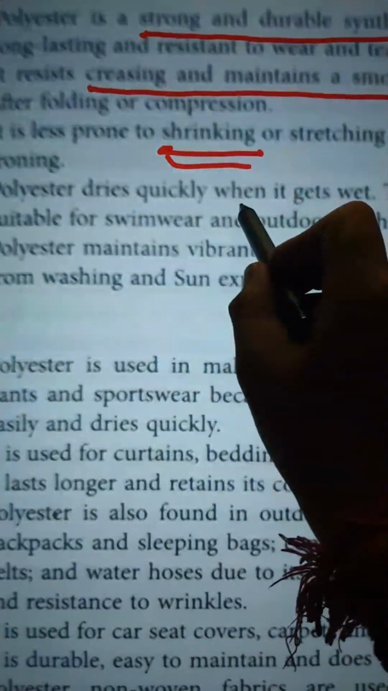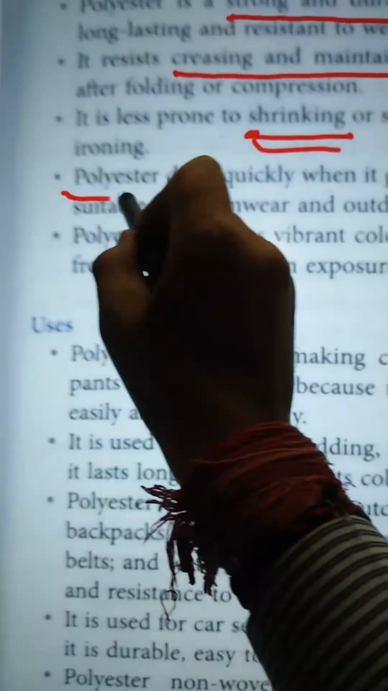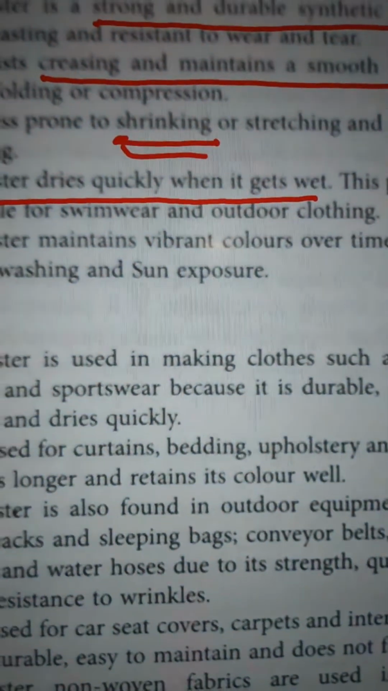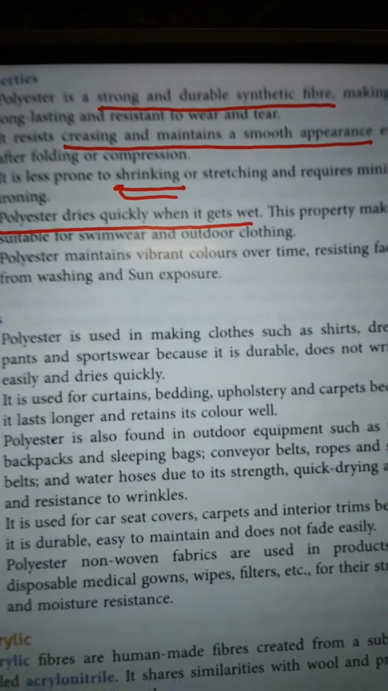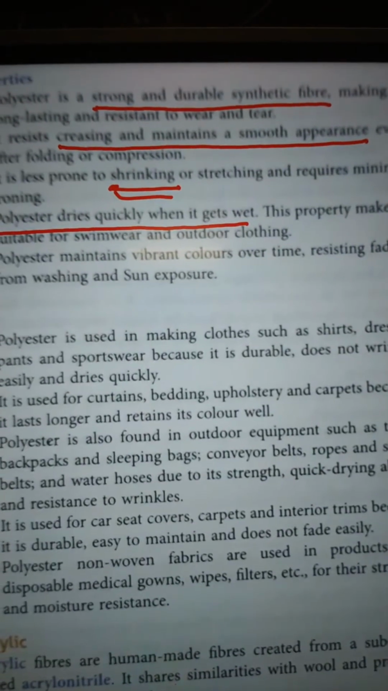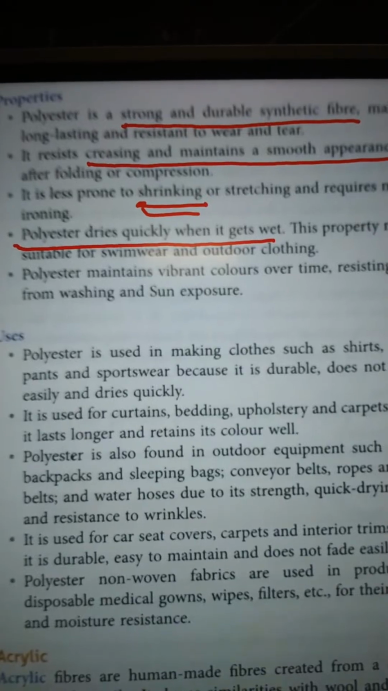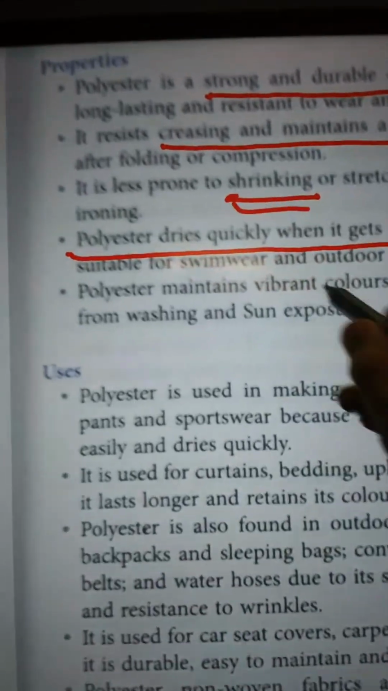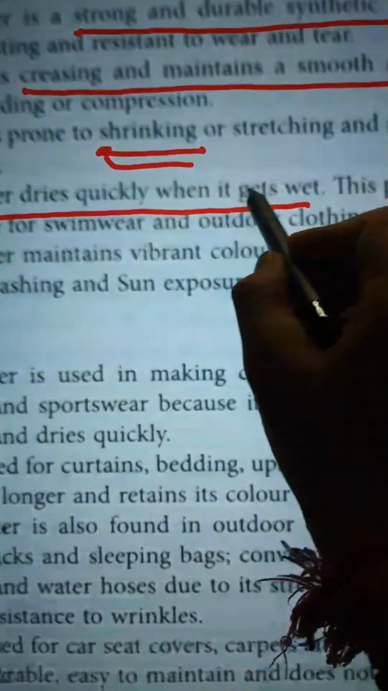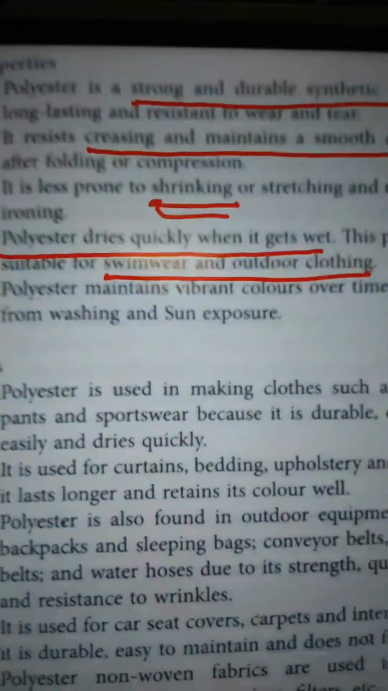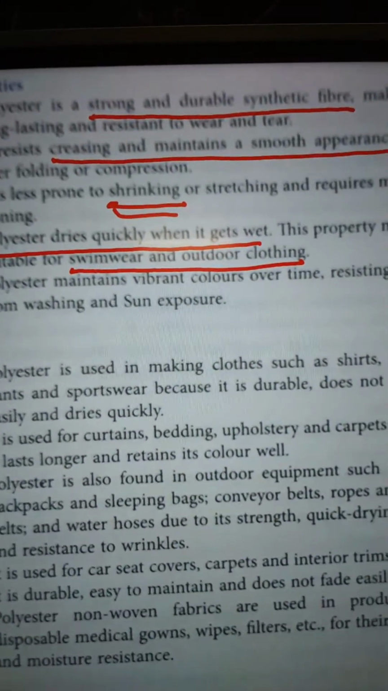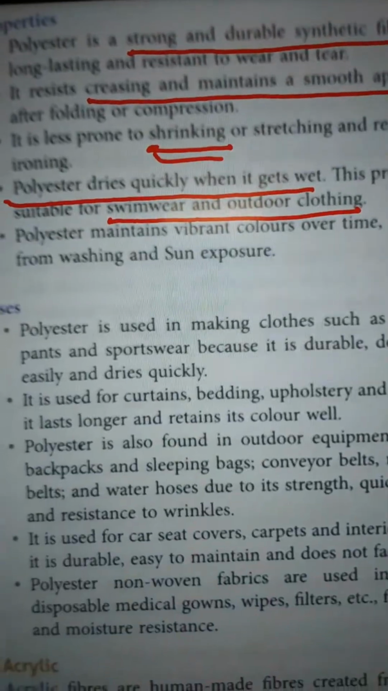Polyester dries quickly when it gets wet. This is an important property. If your tie becomes wet and you want to dry it, it will dry quickly because it does not absorb water. Because it does not absorb water, this property makes it suitable for swimwear. When you have to swim, you wear clothes made up of polyester.